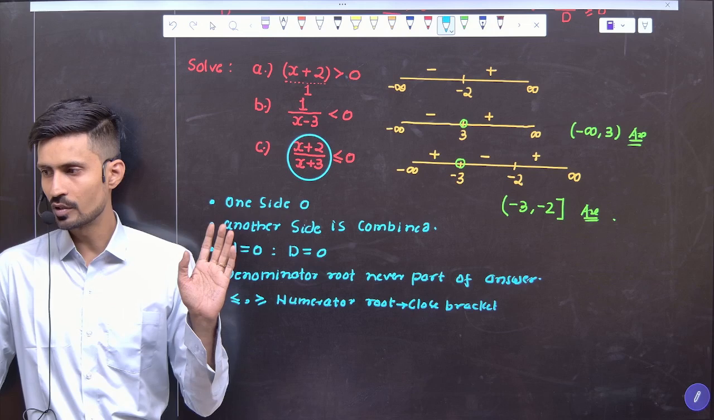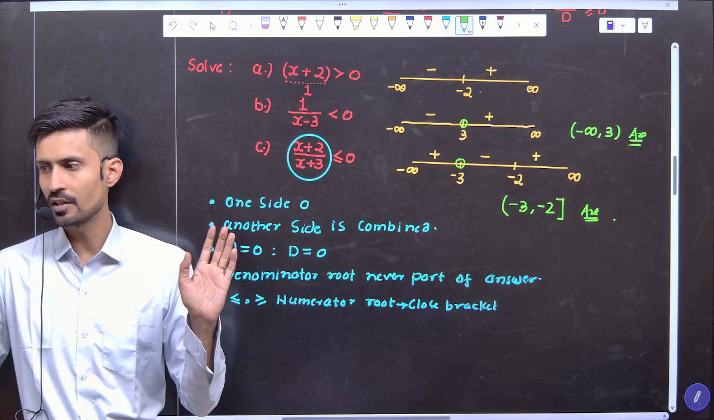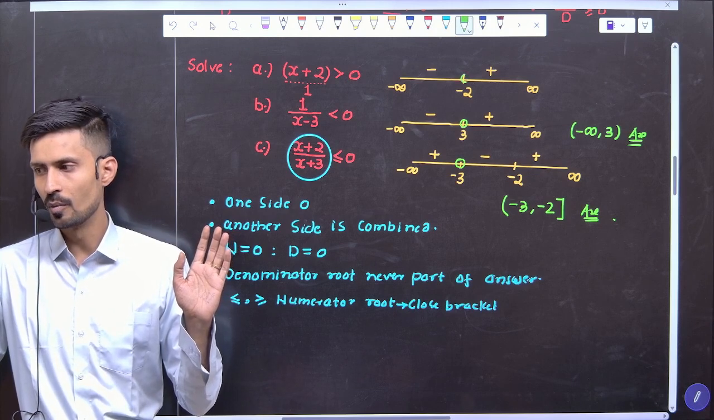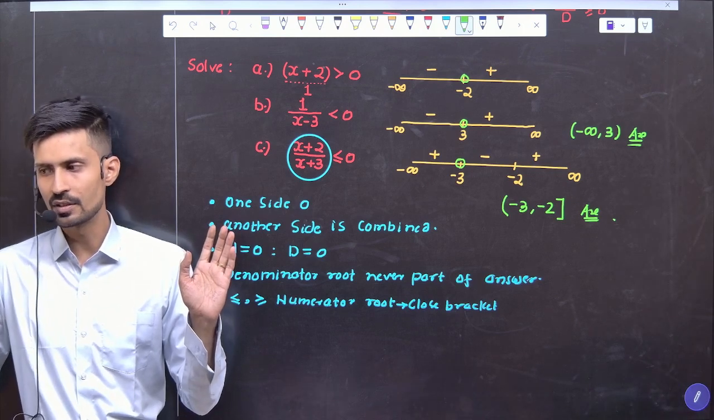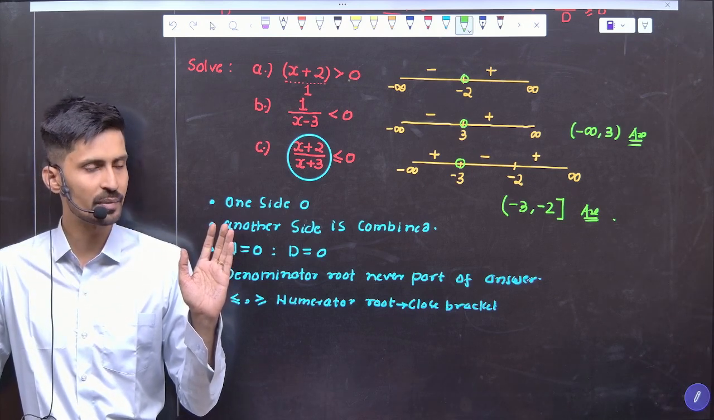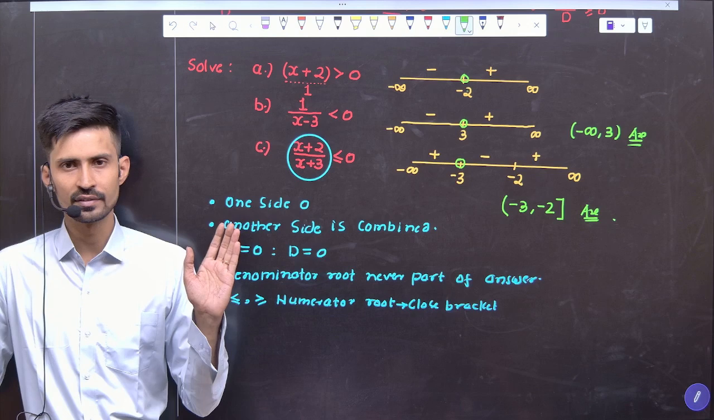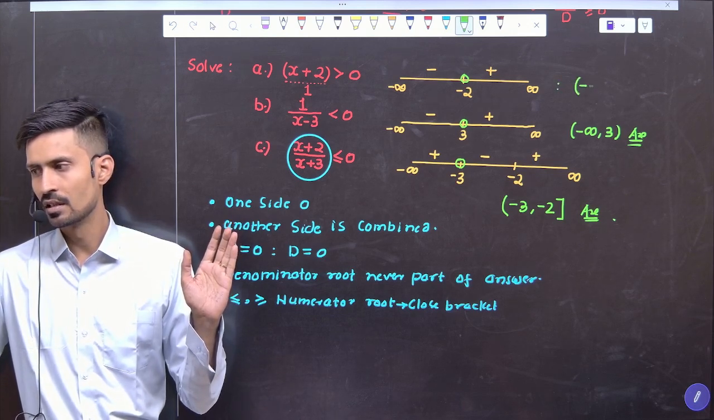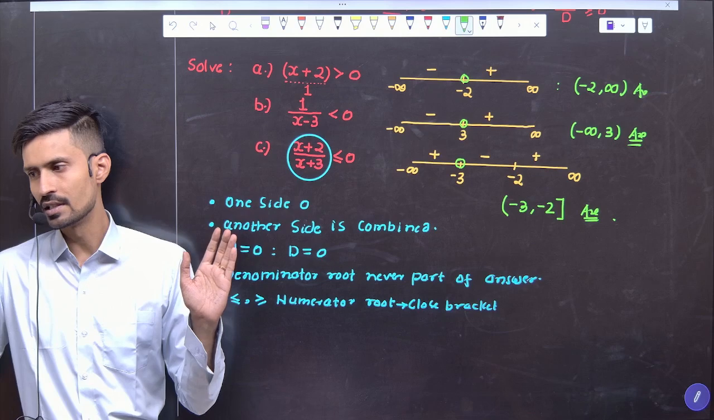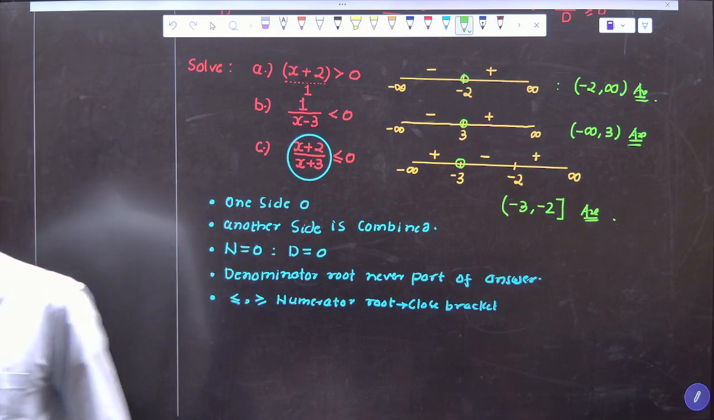So tell me, here is the equals to sign there? No. So will it be an open bracket or a close bracket? Open bracket. Now tell me, what is there? Greater than 0. What does greater than 0 mean? Positive or negative? So where is positive? What will be the answer here? Minus 2 to infinity, open, is the answer here. Understood? Write it down.